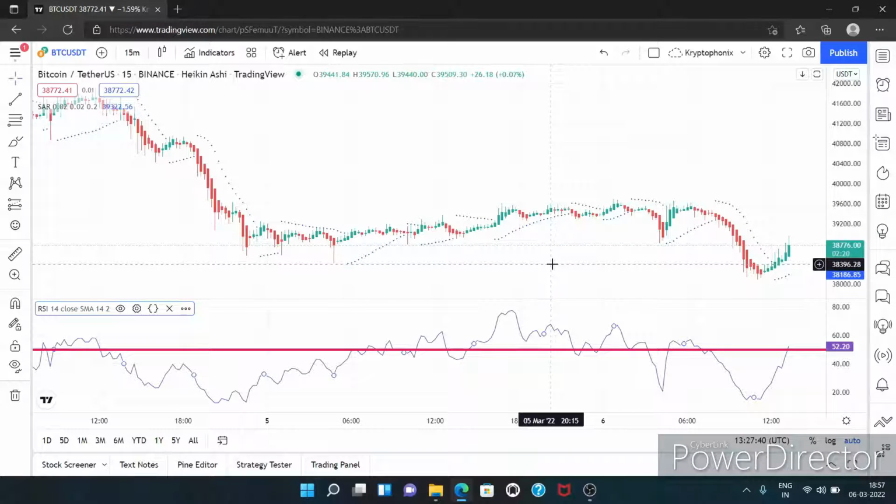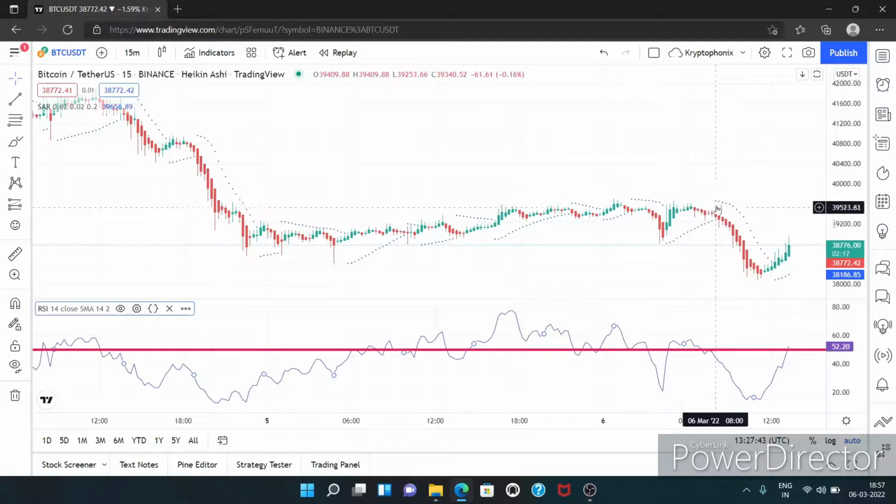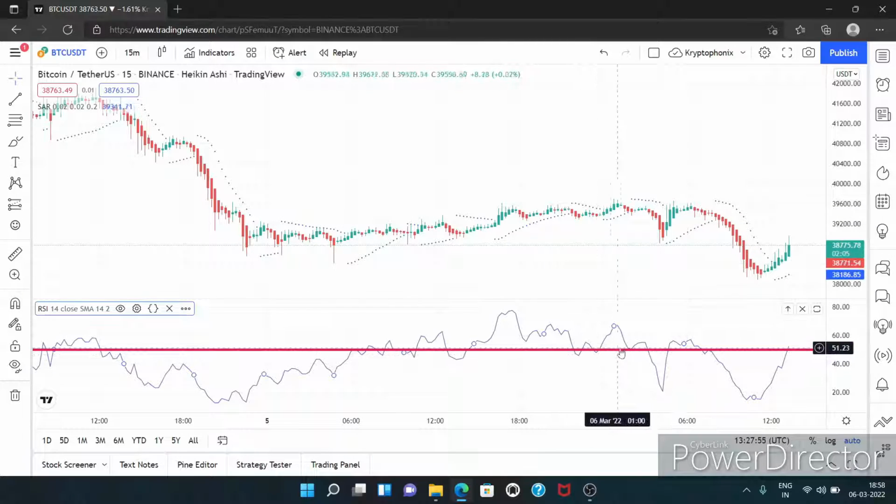Now, what the strategy is: when the candle is below the SAR, it is a signal to sell given by the SAR. Whereas when the RSI level is below the 50 mark, the RSI is giving us a signal to sell. So we will be combining both these, and at the junctures where both the confirmations are being given to us, we will be initiating a trade. Unless and until both the confirmations are given, we will not be initiating a trade.